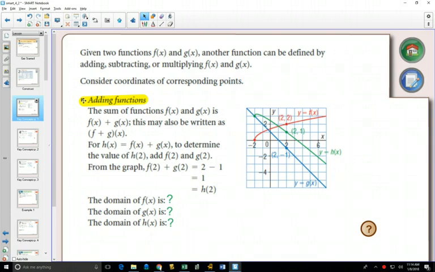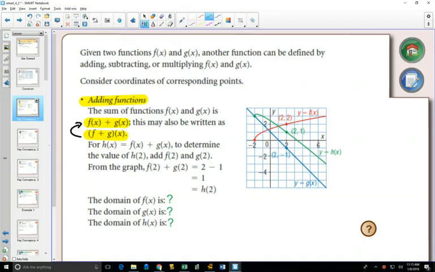Now, notation-wise, we're mostly going to see it written this way, f of x plus g of x. However, you can also see that same thing written this way, (f plus g)(x). And for whatever reason, that is more confusing. If you see (f plus g)(x), I would suggest just taking the time to write it in the form f of x plus g of x. It's just easier to work with.